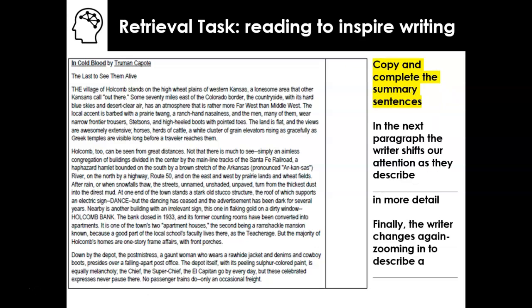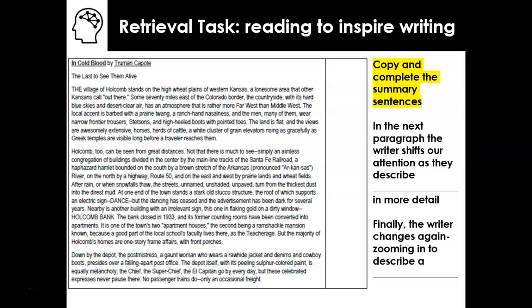So now it says we're going to copy and complete these other 2 summary sentences just to remind us of what we read last time. So I'm just going to go through the stems with you, and then we're going to think about how we're going to complete them. So it says, in the next paragraph, the writer shifts our attention as they describe blank in more detail. Finally, the writer changes again, zooming in to describe a blank.